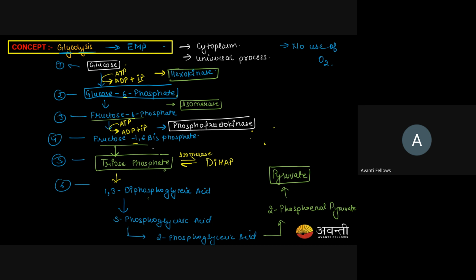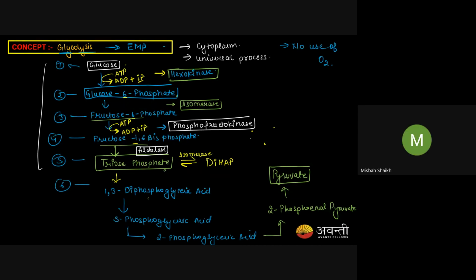And in the next step, we are converting fructose 1,6-bisphosphate into triose phosphate. Here we need an enzyme known as aldolase. The enzyme name is aldolase. Repeat again. The first one is glucose, then glucose 6-phosphate, then fructose 6-phosphate, fructose 1,6-bisphosphate, and then triose phosphate. Are you able to learn the first 5 steps?